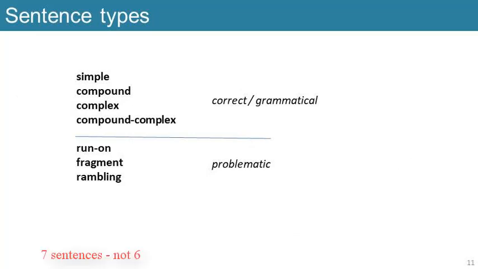For the purposes of this lesson, there are 6 sentence structure types that will be analysed. These are simple, compound, complex, compound complex, run-on, fragment and rambling. The first 4 of these are what one could loosely call correct or grammatical, and the last 3 are problematic in various ways, as we shall see later.